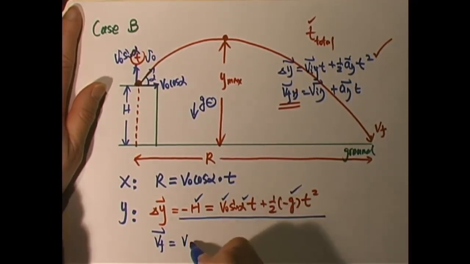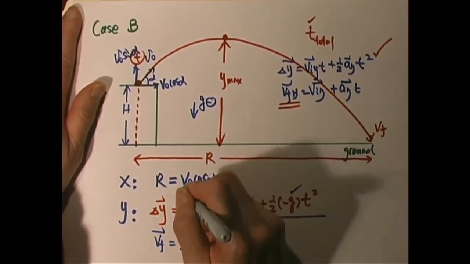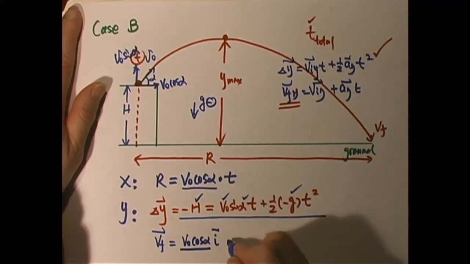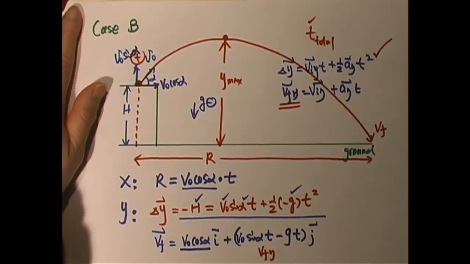Anytime the X will be the same. So that will be V0 cosine alpha times i. That is Vx. X direction velocity is constant. See, X direction velocity is constant. And the Y direction is V0 sine alpha minus g t, that gives you the j direction. This part is V final y. So the final velocity has an i term and a j term.